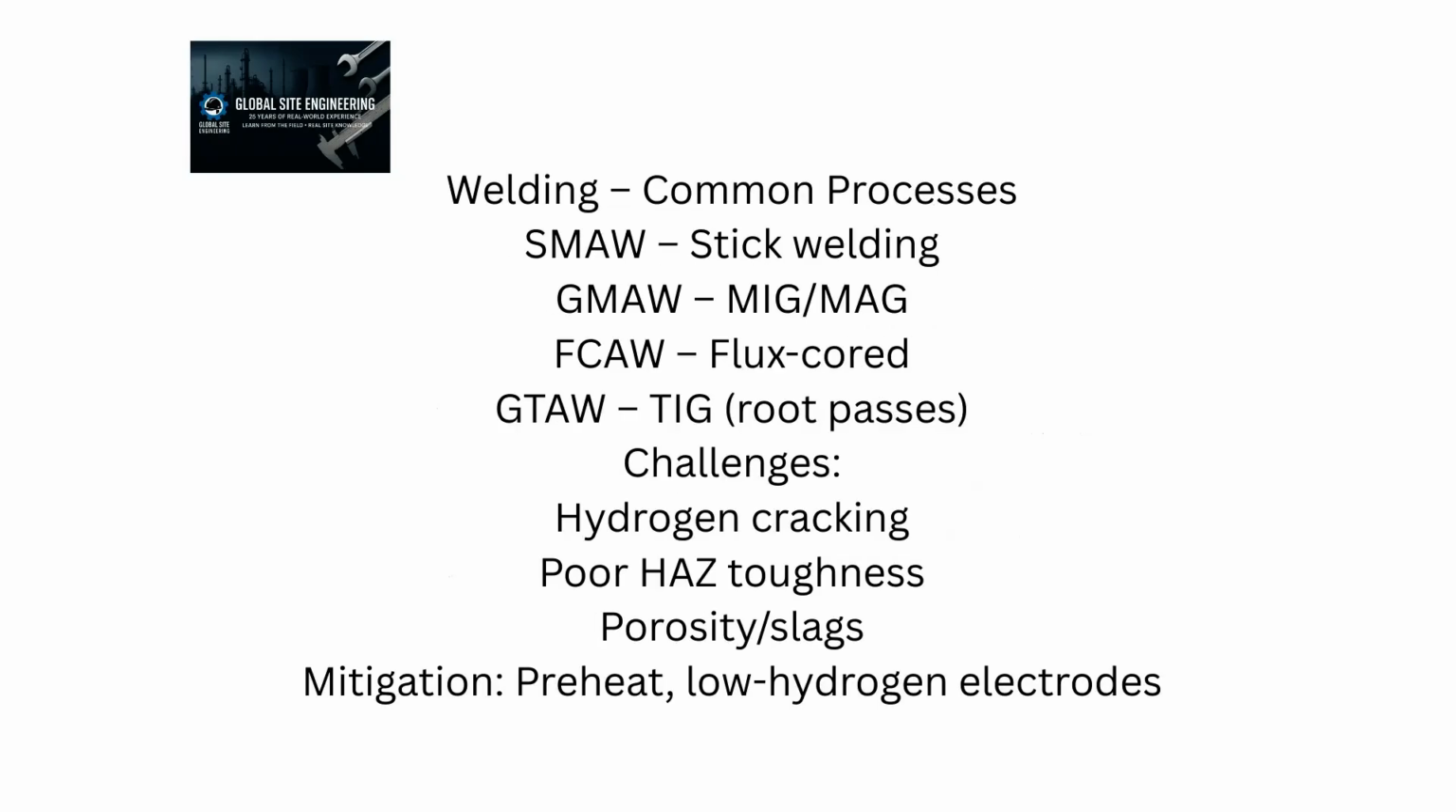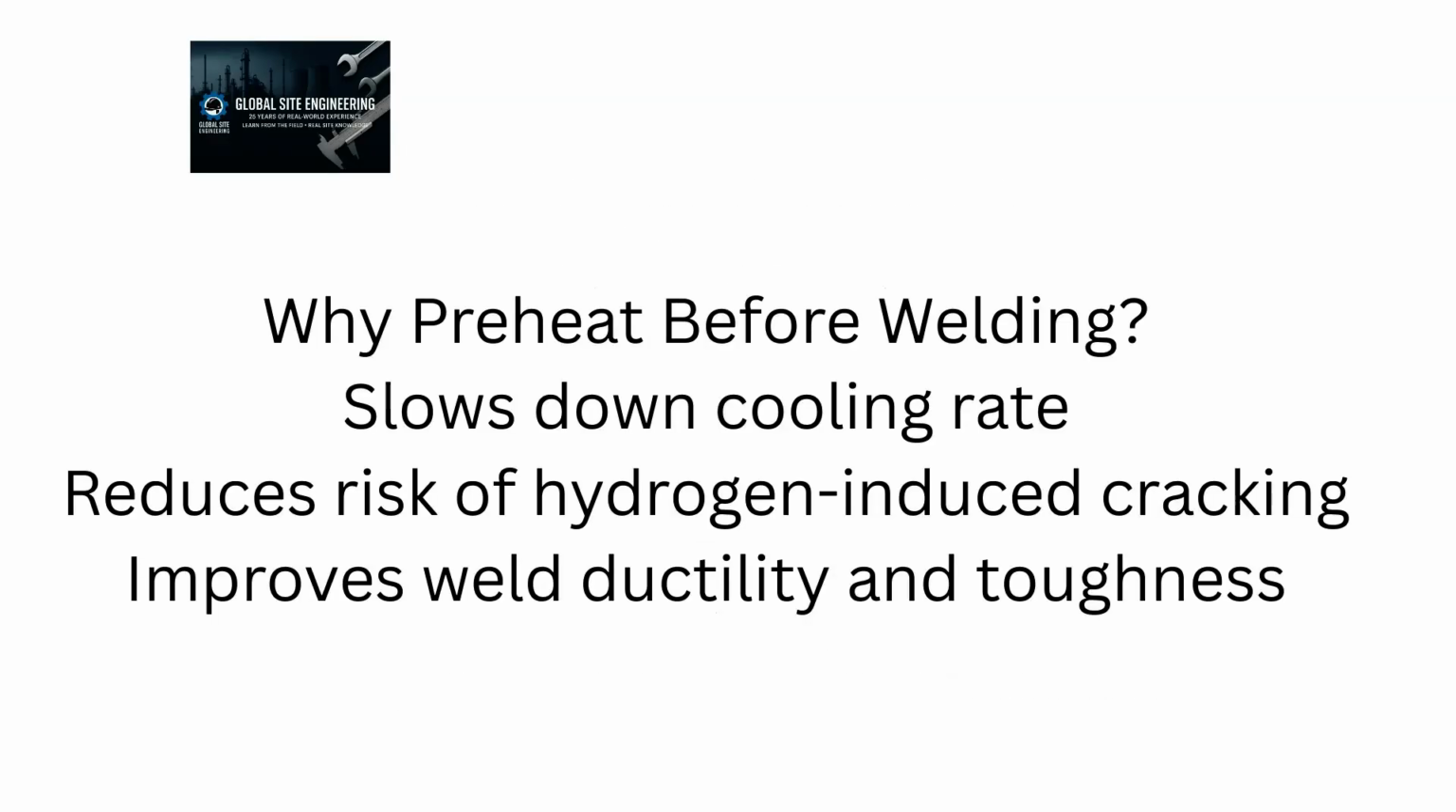Welding processes. Welding carbon steel. Common methods include GMAW and GTAW, especially for root passes. But there are challenges, like hydrogen-induced cracking, poor toughness in the heat-affected zone, and defects like porosity or slag inclusions. To prevent these, always use preheating, controlled heat input, and low hydrogen electrodes. Why preheat? It helps reduce the cooling rate after welding, lowering the risk of hydrogen cracking. It also improves ductility and reduces internal stress in the weld area.